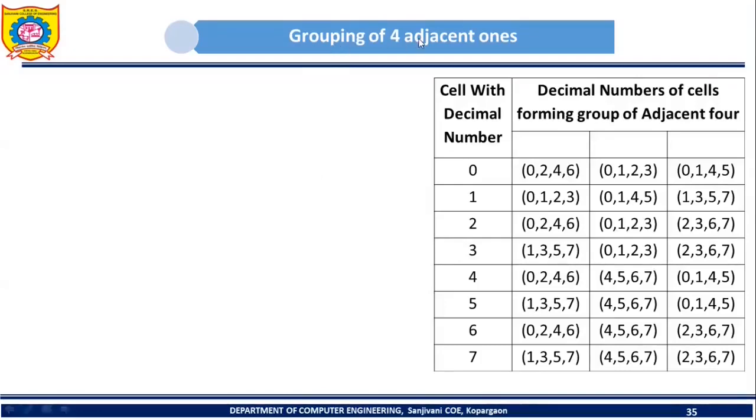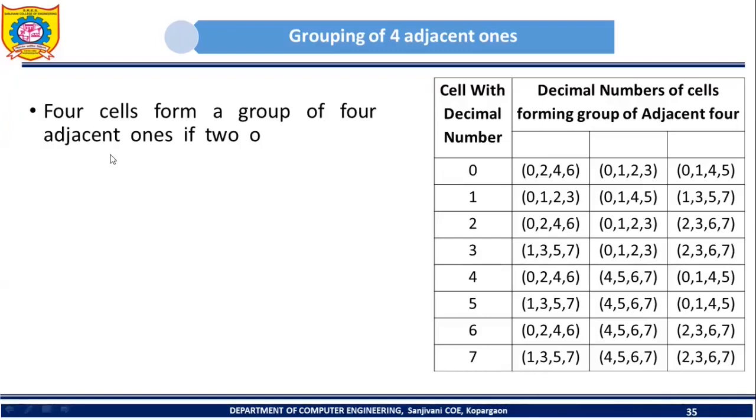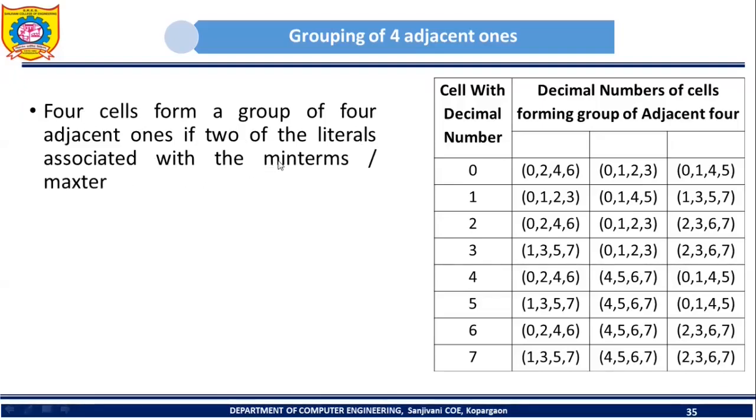Now let's see how we can make a group of 4 adjacent 1s. Four cells form a group of 4 adjacent 1s if two of the literals associated with the min terms or max terms are not the same and the other literal is the same.